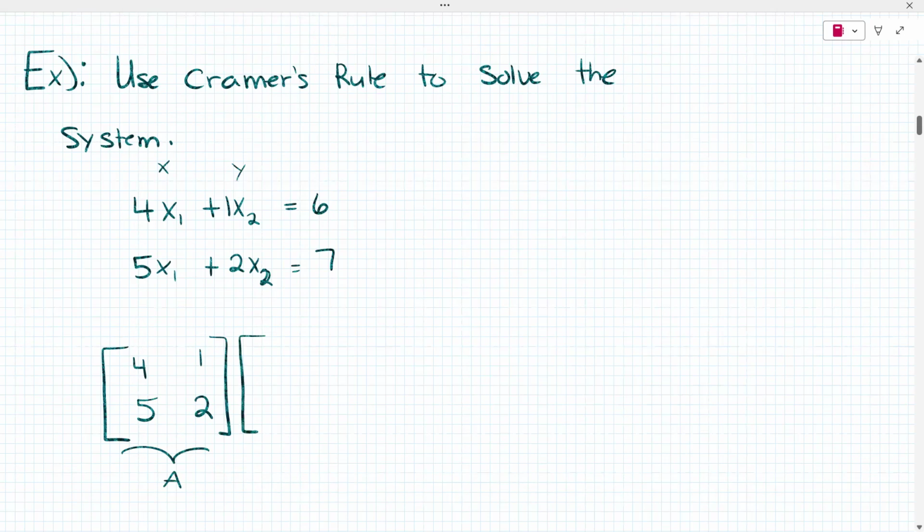Now let's find X. X is our unknowns, x1 and x2, which we put down vertically. That equals B, which is your solutions, 6 and 7.